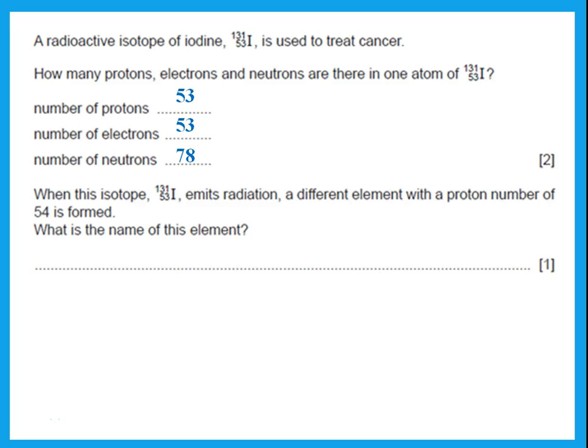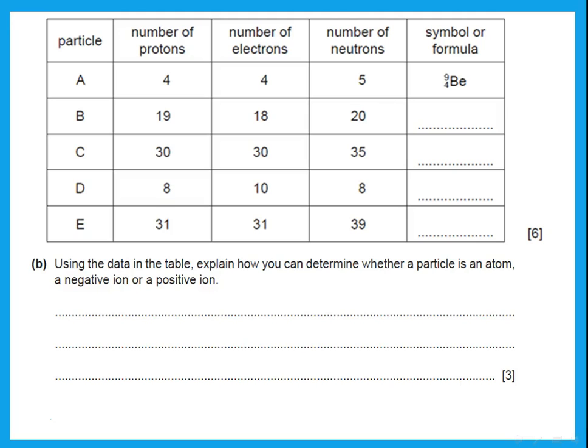When this isotope emits radiation, a different element with a proton number of 54 is formed. So he's telling me that now I have a proton number of 54, so I look at the periodic table, which one has a small number of 54, and I find that it is xenon. Okay? Okay, let's try to fill out this table.